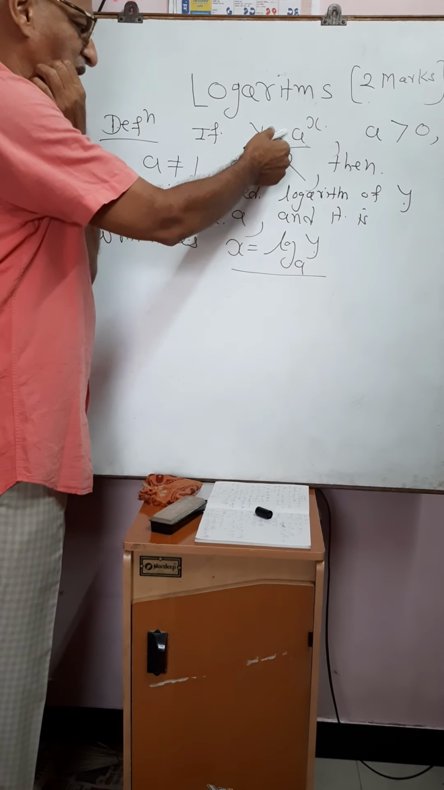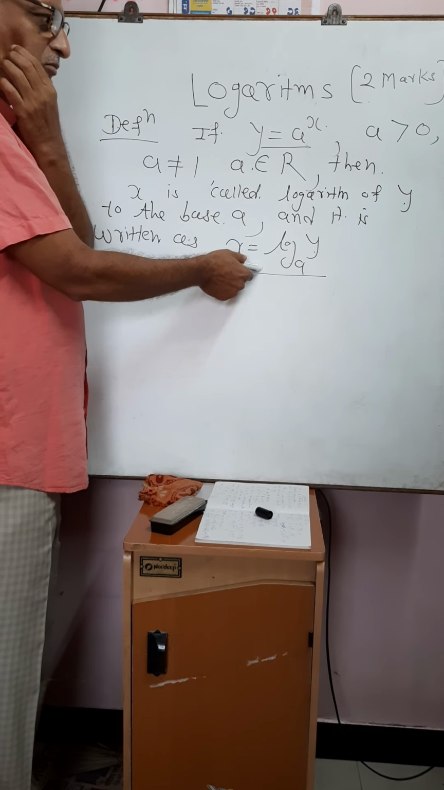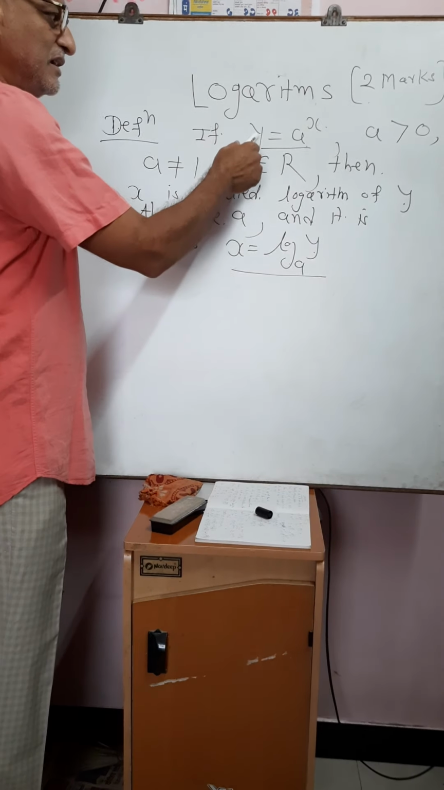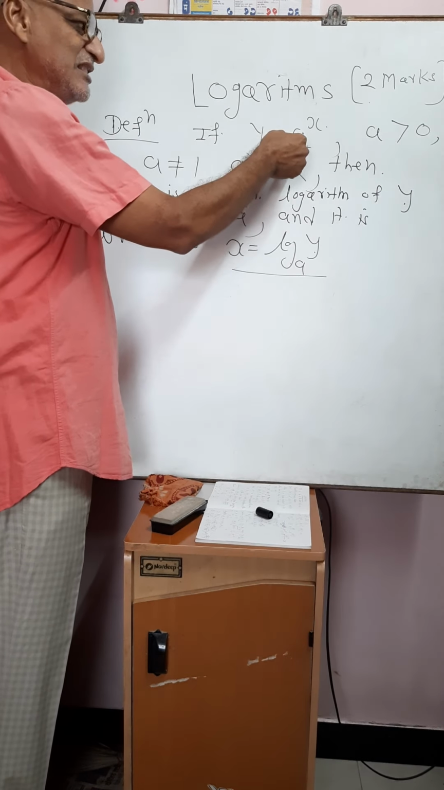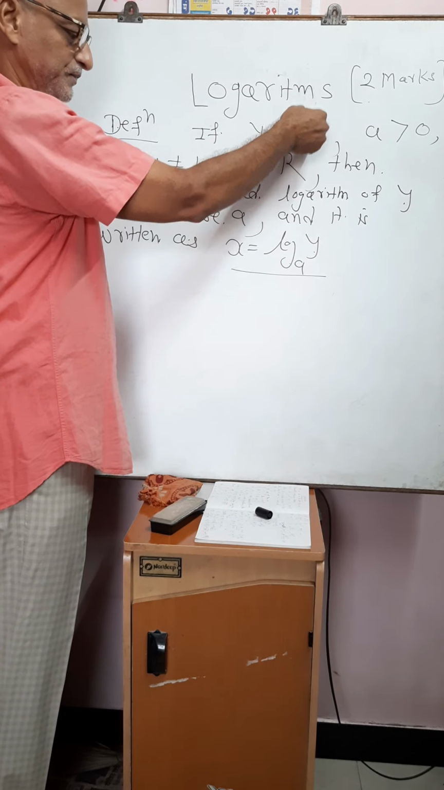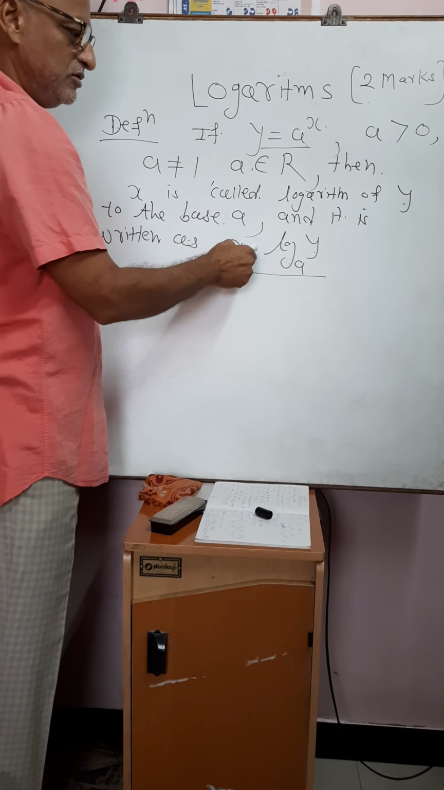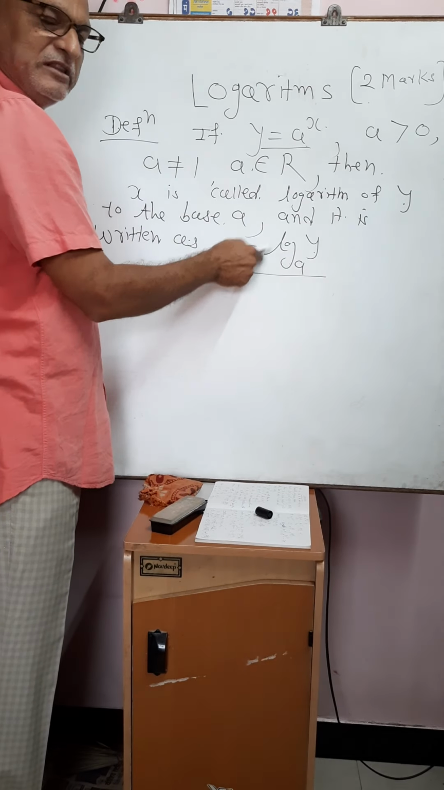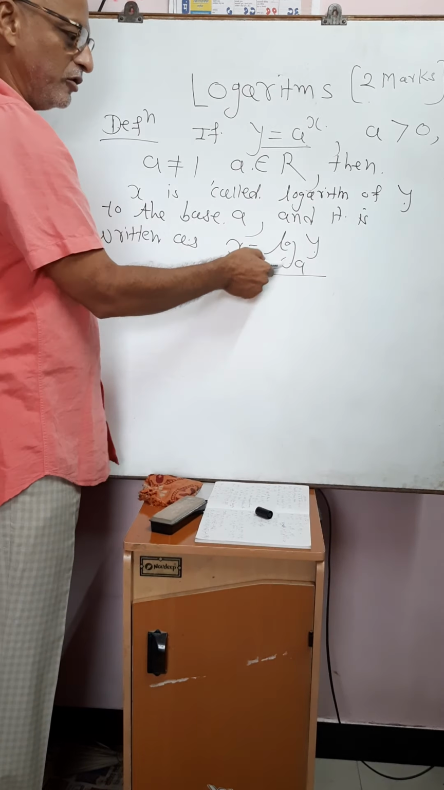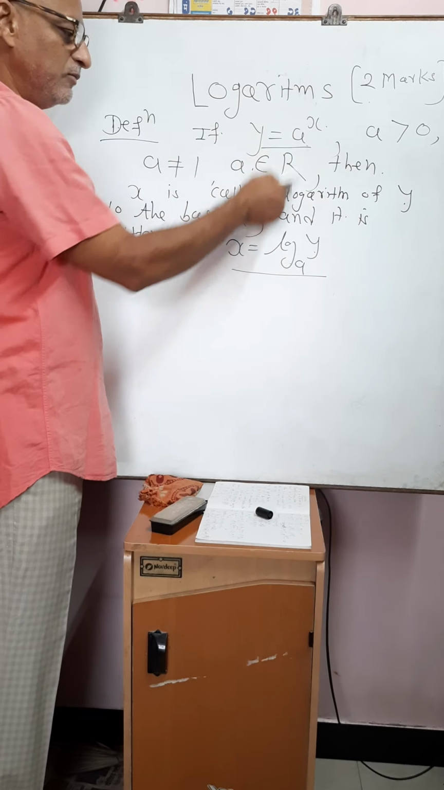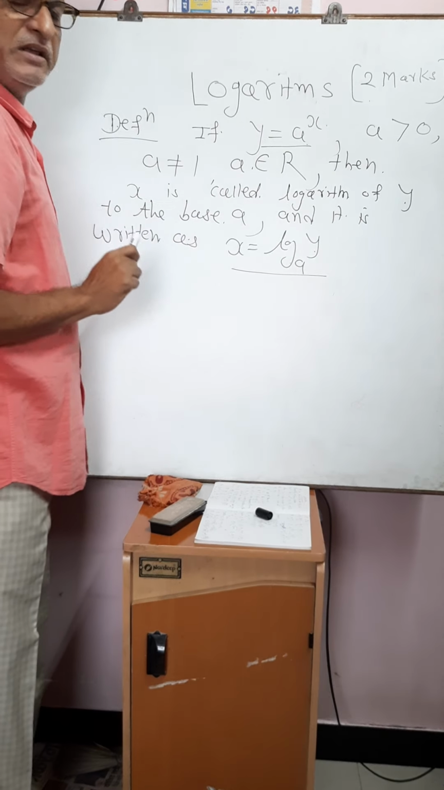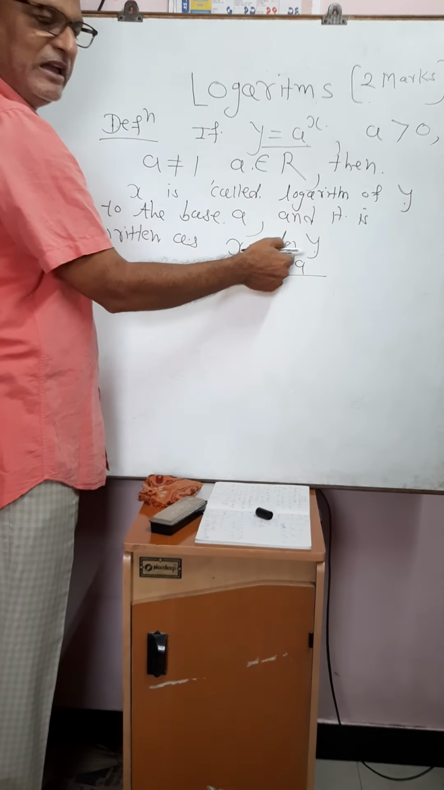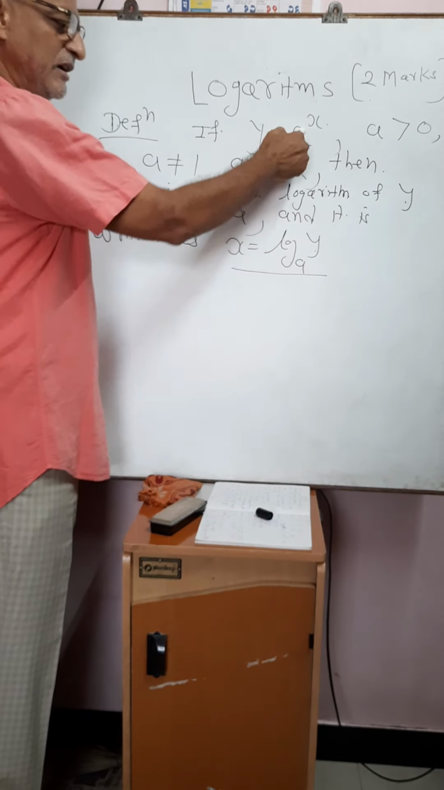Now in the exponential and logarithmic form there is one similarity. I repeat again, y is equals to a raised to x, where a is the base and x is the index. X equals to log of y to the base a. What is the similarity? The similarity between the exponential and logarithmic form is that in both the forms the base remains same. Here a is the base, here in the logarithmic form a is also the base. So the base remains same.